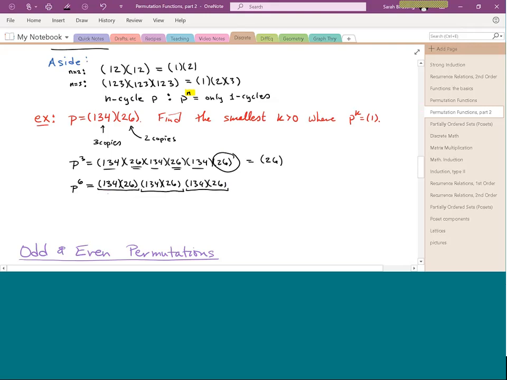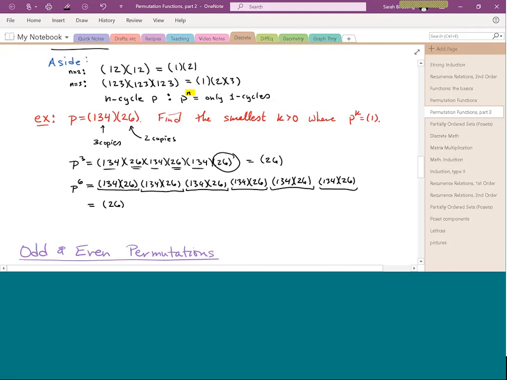So here, your 1, 3, 4 would break up into 1 cycles, in other words, identity functions. Your 2, 2, 6s would break up and you'd still just have a 2, 6 like before. So that's 3 copies. Remember, there's 3 more copies. So 1, 3, 4, 2, 6.